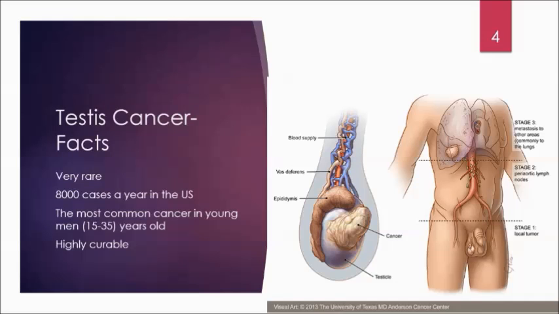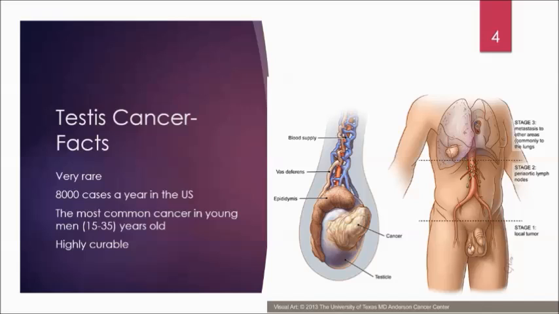Testicular cancer is a very rare tumor, only 8,000 cases in the United States, and it's very highly curable. So very few people will die of this disease. However, there are about 500 deaths a year. So 95% are cured of this disease. Now, the next thing I want to tell you is that this is actually the most common cancer in young men. After the teenage years, between 15 and 35, this is really the most common cancer in men of this age group.